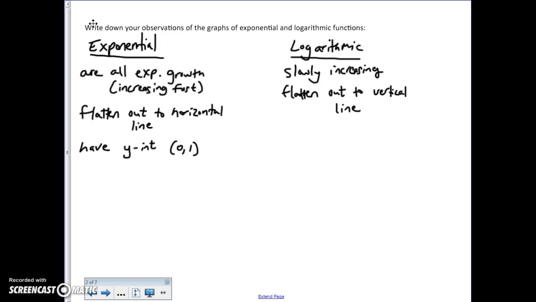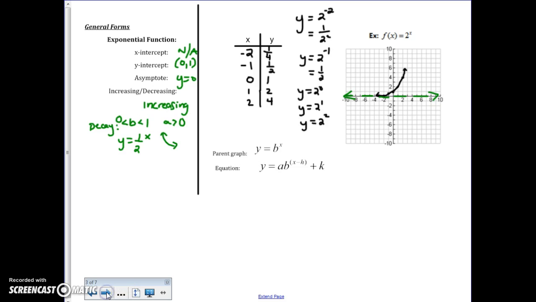Logarithmic functions, on the other hand, are slowly increasing, and they flatten out to a vertical line. So we're going to learn about asymptotes and where things flatten out. It's a funny word, but they're very important to know about when we're talking about exponential functions and logarithmic functions. We'll talk about those later.